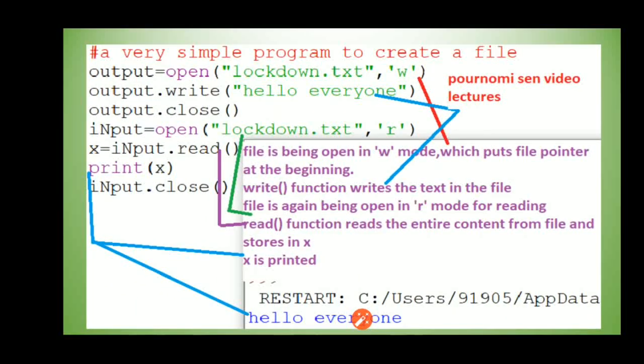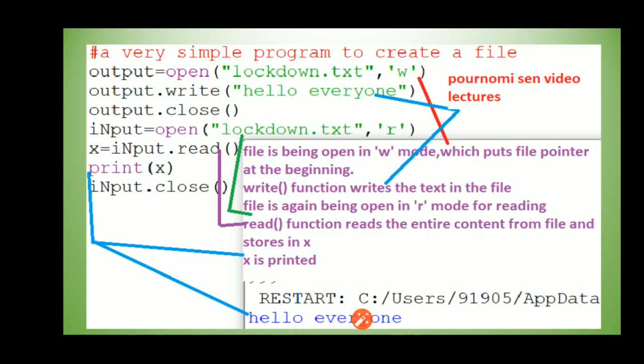What will it do? Output is any name, you can give any name. Open is the function. We have given the name lockdown.txt w. It will create a file with the name lockdown.txt in your default Python folder. Then, as we are using w, it means we are creating the file for writing purpose.